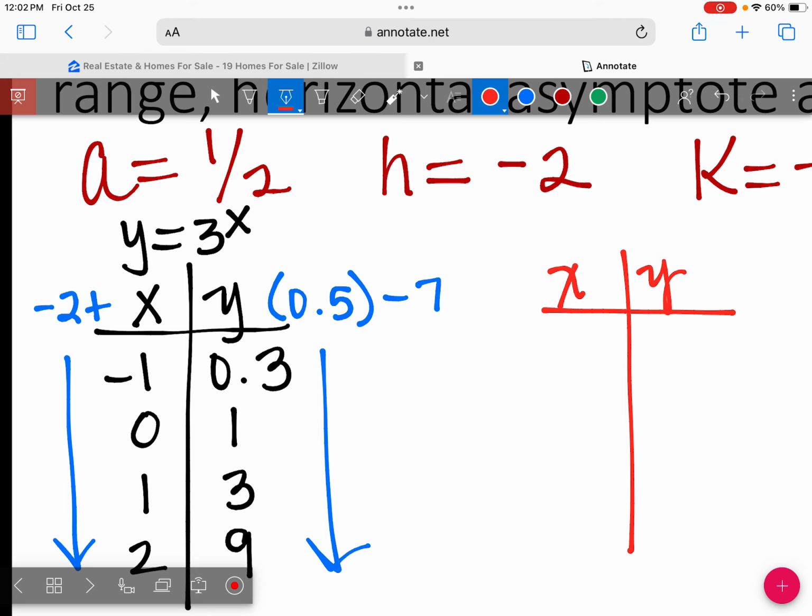So use your calculators to get your new table. So you're going to add -2 to your x values. And then you're going to multiply by 0.5 and subtract 7 for your y values. So I'll give you a minute to do that.